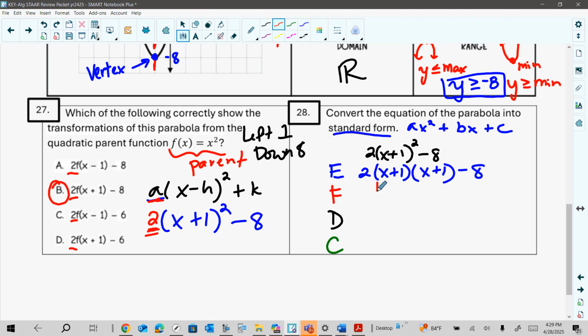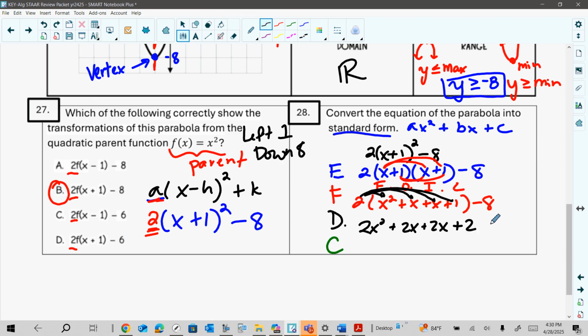Then we're going to use our FOIL method: first, outer, inner, last. We keep the 2 in front. The first terms are x times x, which is x squared. The outer term is x times 1, which is 1x, or just x. Inner is this 1 times x, so that's another x. And the last terms are 1 times 1, which is 1, minus 8. Now, I can combine these like terms, or I can just go straight to D, which is distribute. So I'm going to distribute first to each term inside the parentheses: 2x squared plus 2x plus another 2x plus 2, and then minus 8. And then the last thing I'm going to do is combine my like terms.